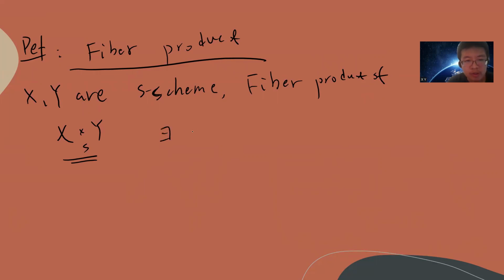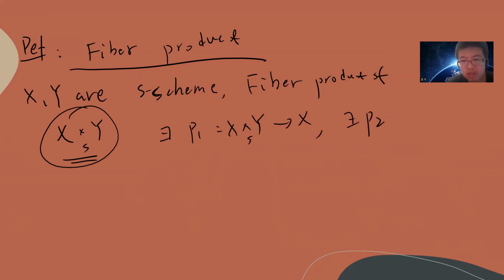Is that you can find a morphism from S-scheme, right? But you not only provide the scheme, you also need to provide two morphisms of schemes, right? So one is this, one is this. So this is basically the category objects, right?